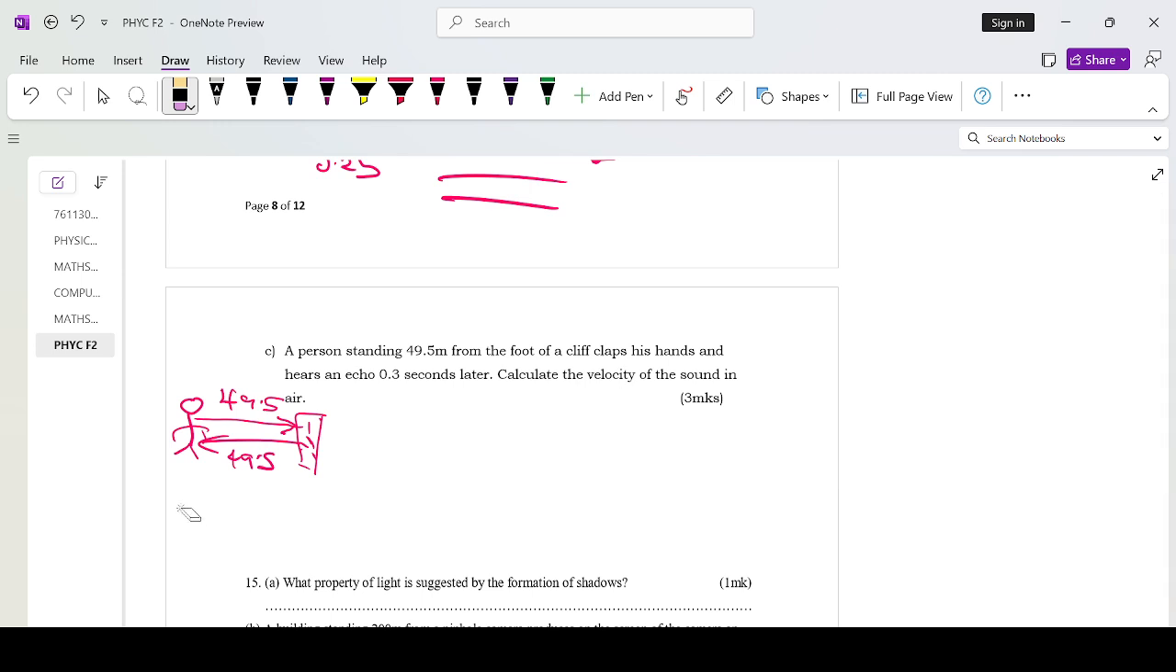Calculate the velocity. Speed, which is given by V, is normally distance over time. But now because this thing is going twice, so it is 2d over t. So velocity in this case is 2 times our distance, which is 49.5, divided by the time which it took to hear the sound, which is 0.3. With the help of our calculators again, that is 2 times 49.5, you get 99. You divide 99 by 0.3, you get 330 meters per second.